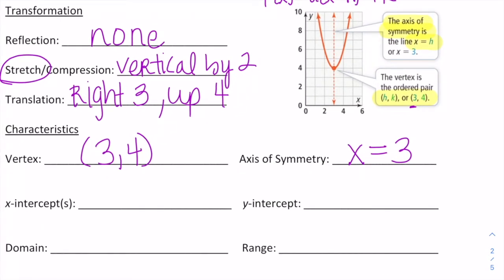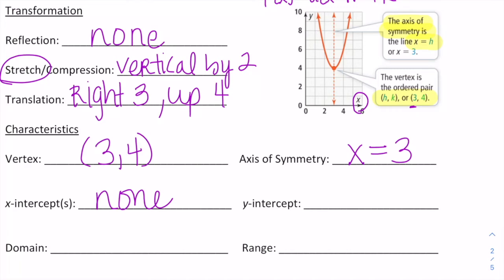Now this graph does not have any x-intercepts. You can see that it's going above the x-axis right here, and it opens up so it never touches the x-axis. It will have a y-intercept, but it's probably not going to be on this graph. You can see that it's already at 10 up here.